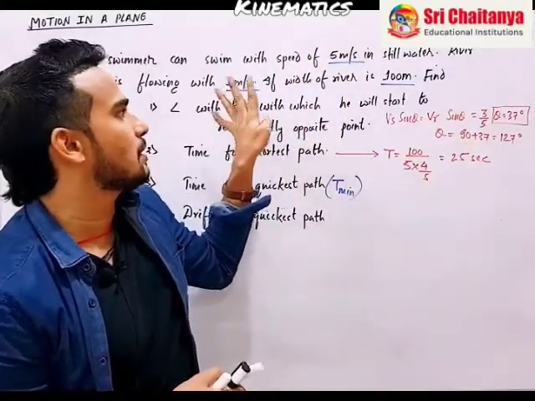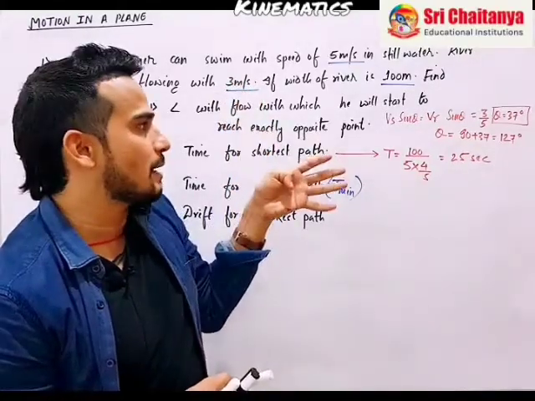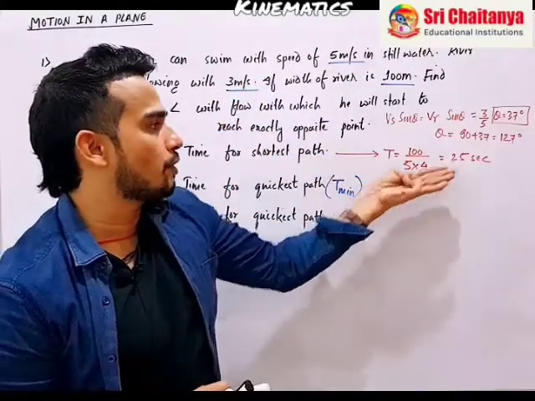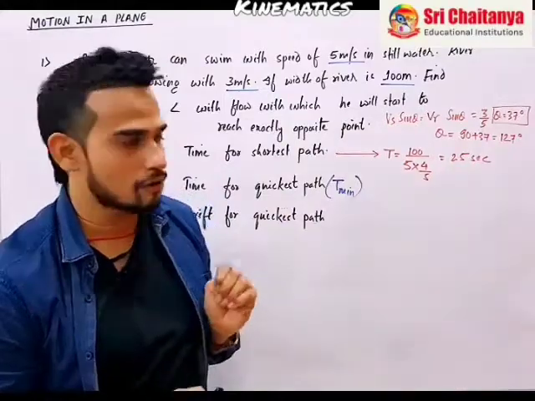3 he gave to balance. So how much remaining? 4. So how much time will he take? 100 by 4, 25. Directly you can do it like that also.